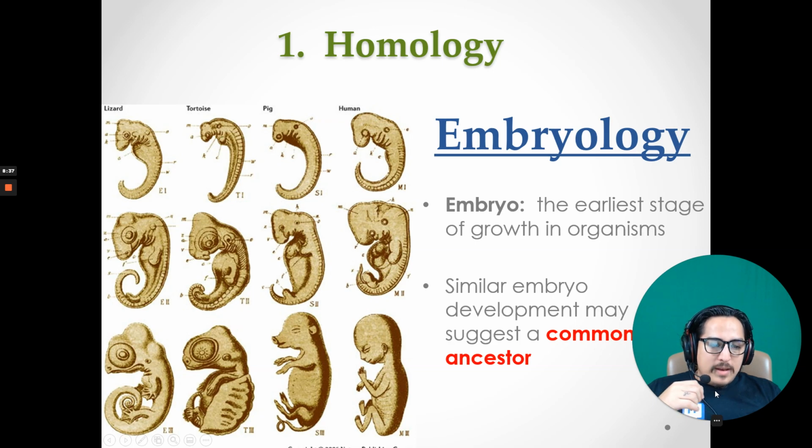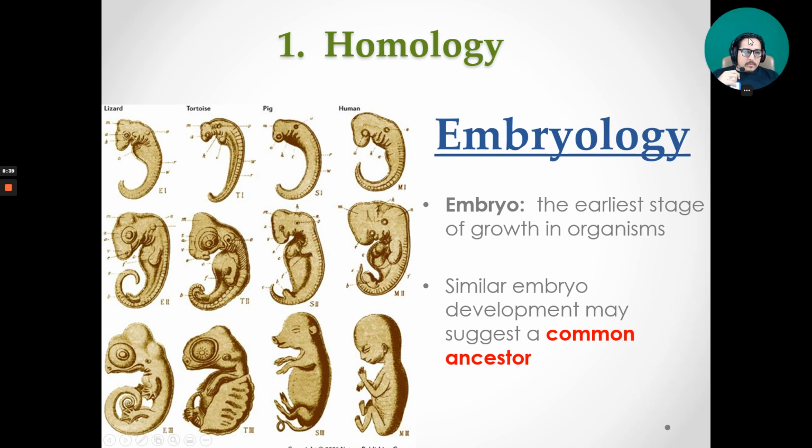Now, let's move on to the next thing. Another type of homology, right? Homology is like the things that we have in common. It's called embryology, or the embryos. An embryo is like, you have the sperm and the egg, they come together, they make a cell that's called a zygote. The zygote is going to start forming itself into a little baby. But before it forms a baby, honestly, it looks kind of like a shrimp. That's called an embryo. So it's the baby still being formed.